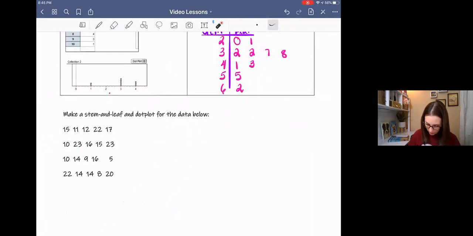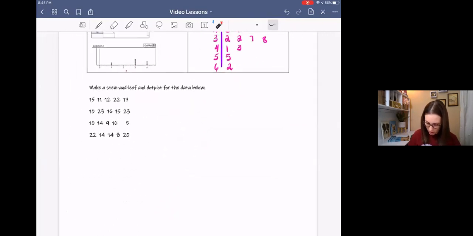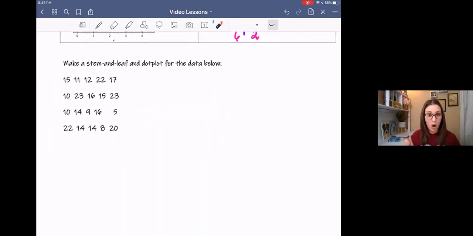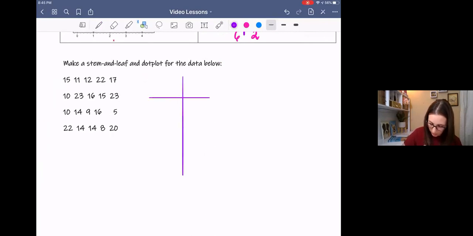I have an example down here that you can try on your own. I believe it is the last example. So go ahead and hit pause, try it on your own, come back and check it. And maybe you're coming back to check it.